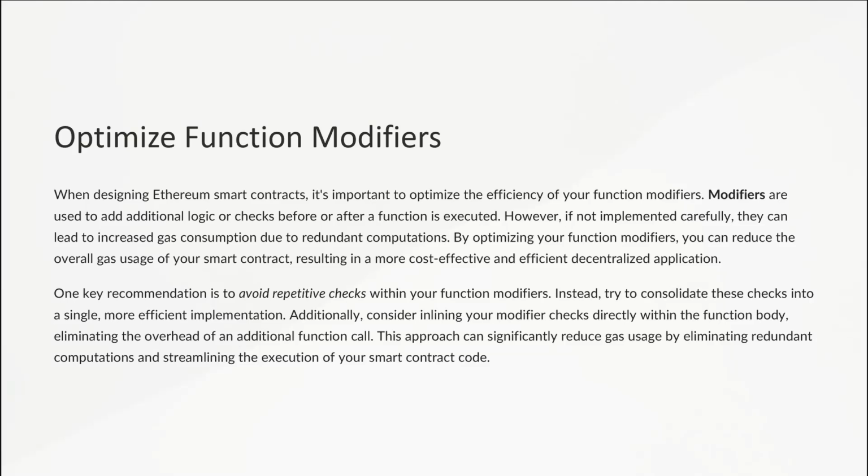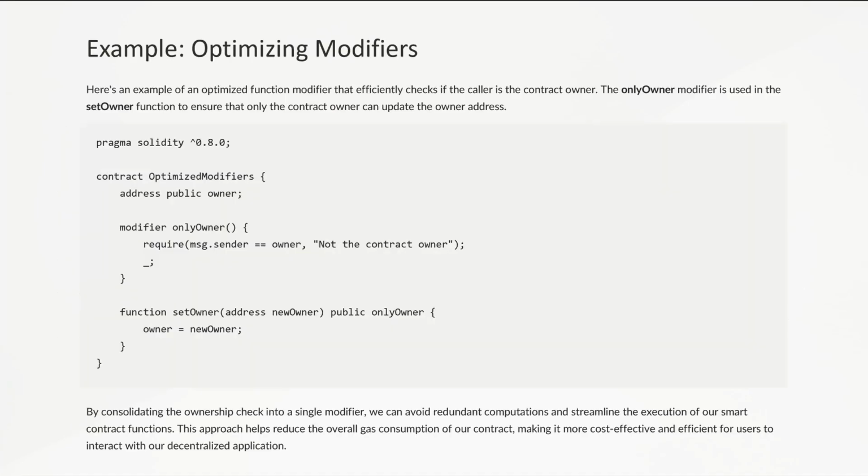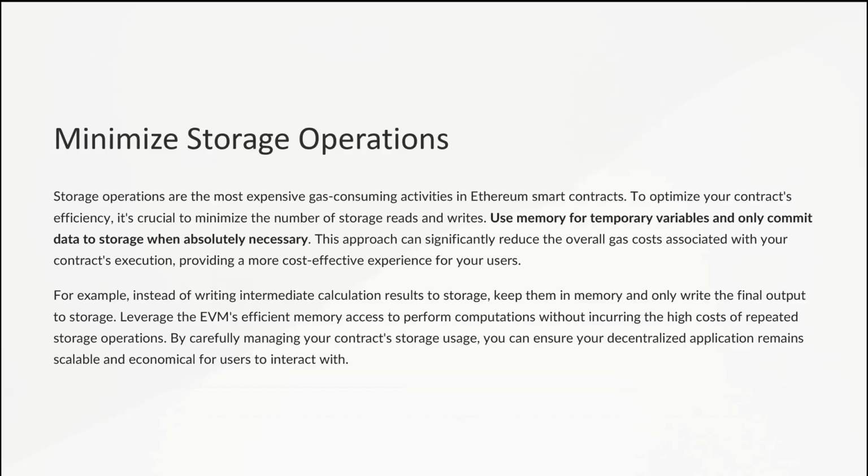Optimizing function modifiers. Function modifiers are used to add additional logic or checks before or after a function is executed. If not optimized correctly, they can lead to increased gas consumption. One way to optimize them is to avoid repetitive checks within your function modifiers. Instead, you should try to use them a single time. Here is an example of using the ownership check into a single modifier.